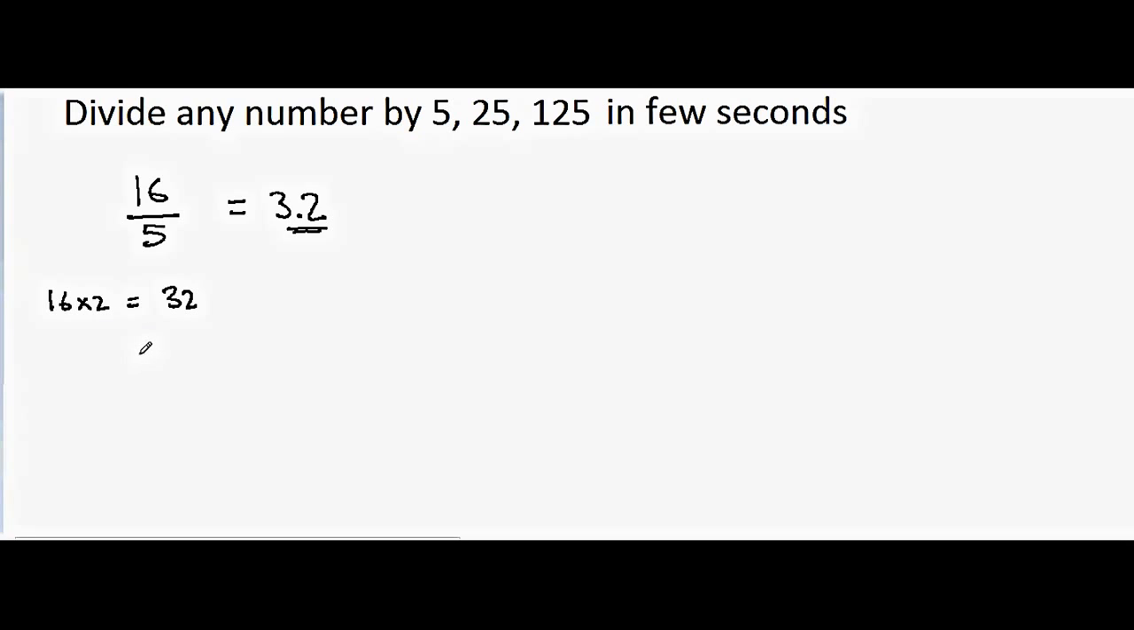Again, suppose I have 32 and I want to divide it by 5. In this case the answer will be 32 times 2, which is equal to 64, right?